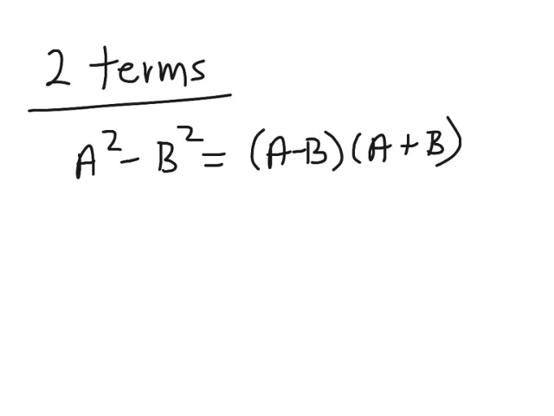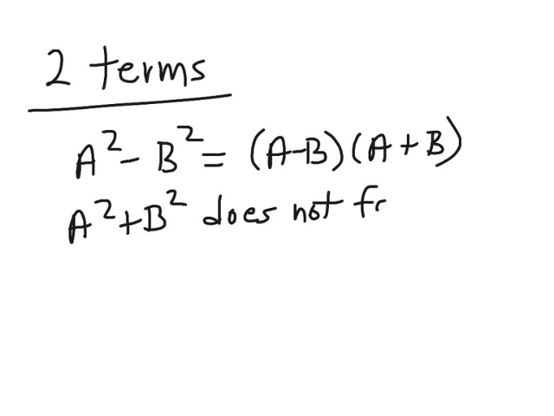It doesn't matter. Second one, a squared plus b squared. That's sum of squares. Does not factor. So something you have to watch out for is things don't always factor. That could be what is known as prime. Then there's two others, the cube formulas.